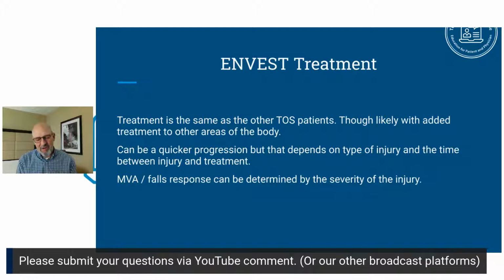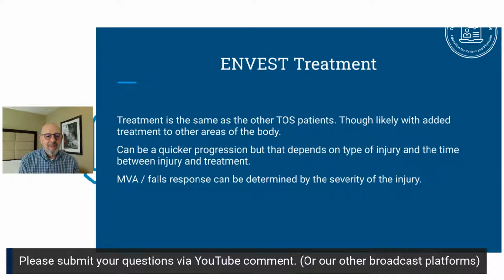So what do I say? Well, the treatment's the same. It's not any different. We still do the history, the assessment. We take subjective and objective measurements, and especially with a motor vehicle accident or some kind of a fall, there could be some added treatment to other parts of the body.